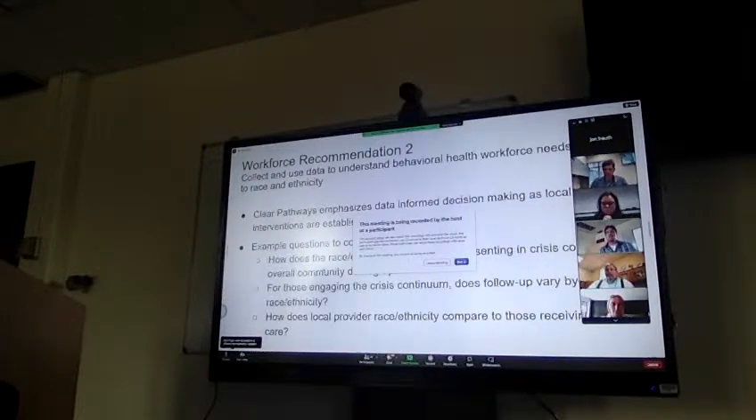Some example questions to consider, like how does race and ethnicity of individuals presenting in crisis compare to the overall community demographics? And you can answer these in the chat or ask more follow-up questions when we do the second half with questions. Also, for those engaging in the crisis continuum, what do you all see? Does the follow-up vary by race and ethnicity?